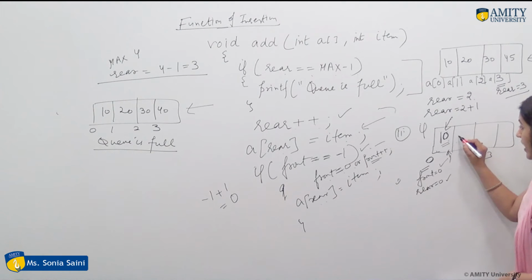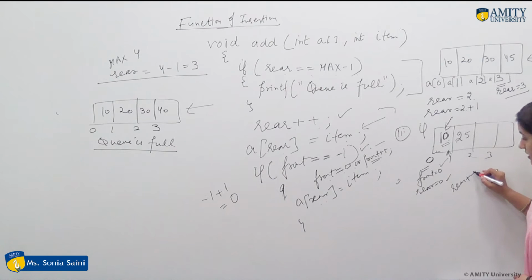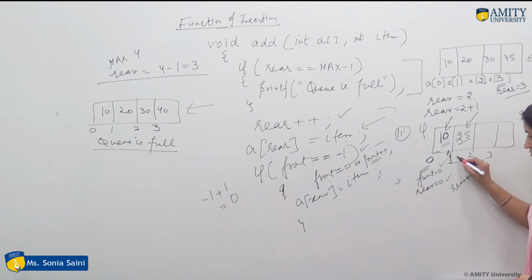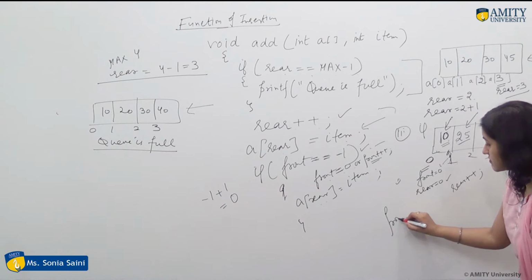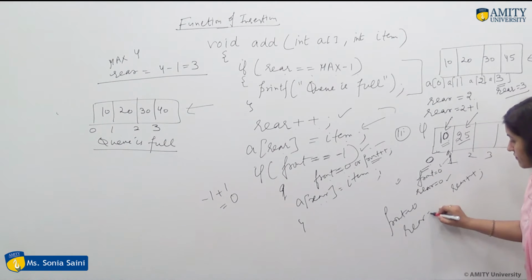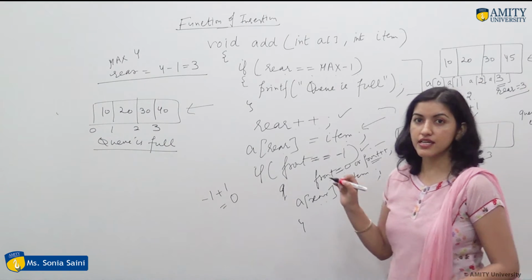Again, when you add the next element, rear is incremented by 1. Now rear becomes 1. Add 25 at the rear end at position 1. Now front is 0 and rear is 1. This is how to add an element in a linear queue.